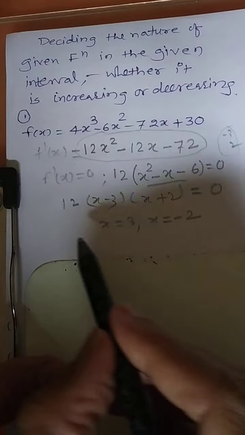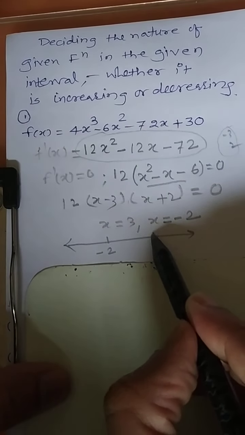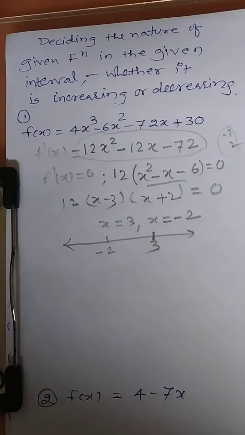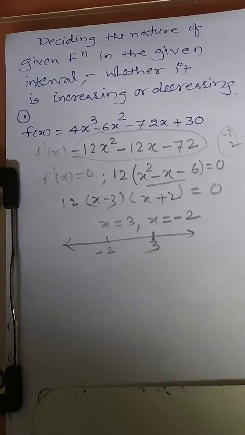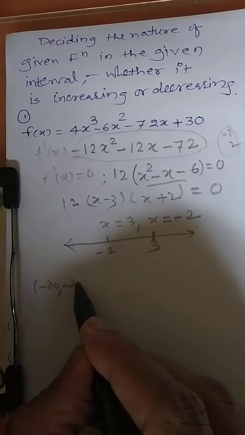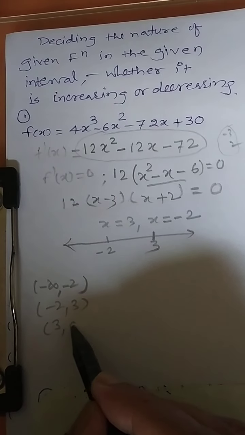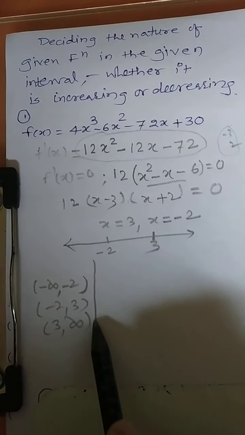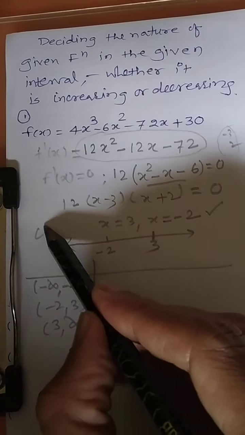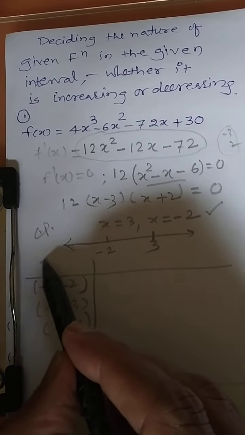As and when you get these values, you can plot these numbers on a number line. So minus 2 will be there and 3 will be there. If you get only one number, then that particular number is plotted on the number line, otherwise no. Now due to this you get three intervals: minus infinity to minus 2, minus 2 to 3, and 3 to infinity. Always prepare this after getting what is called the critical point. Then plot the critical points and you can get the intervals.